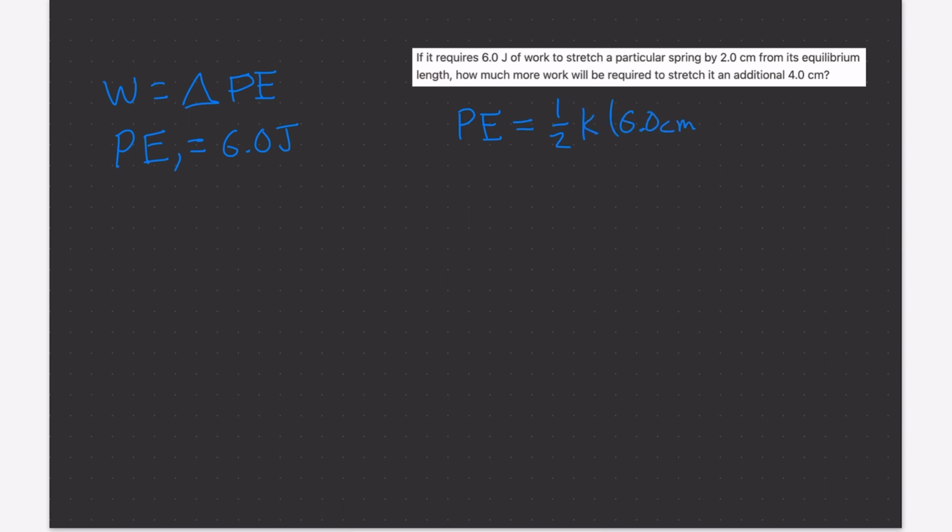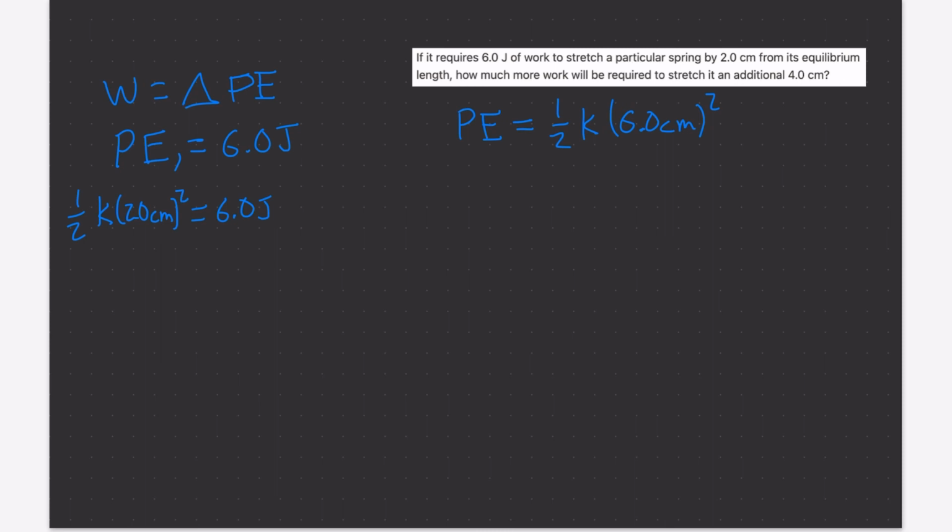6.0 centimeters squared. Now, before we can actually find this, we need to come back to our first potential energy and figure out what k is. So that being said, in our first potential energy, we have the 6.0 joules, and that's going to be equal to 1/2 k, and then the distance that it was stretched was 2.0 centimeters, and then we're going to square that.